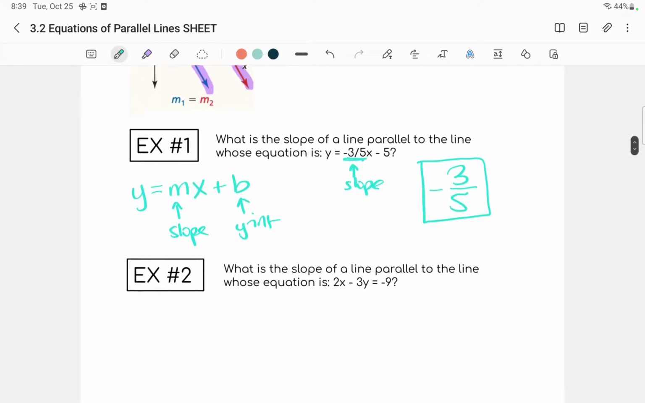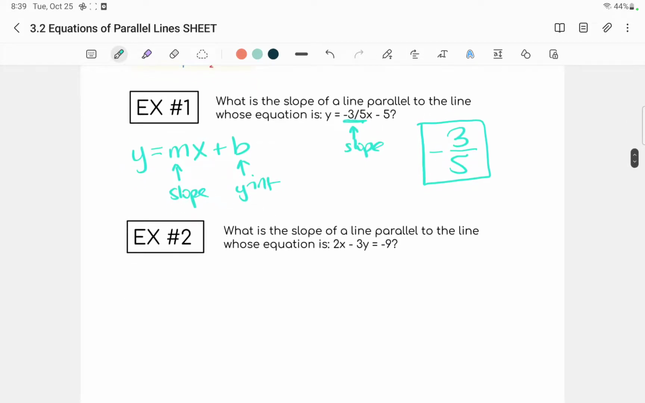So now with example number 2, what is the slope of a line parallel to a line whose equation is 2x minus 3y equals negative 9? Well, this one looks a little bit different. This one is not in slope-intercept form. So what I have to do is change it into slope-intercept form. So I'm going to start by writing the equation 2x minus 3y equals negative 9. And then I have to rework this so it's in slope-intercept form, in y equals form.